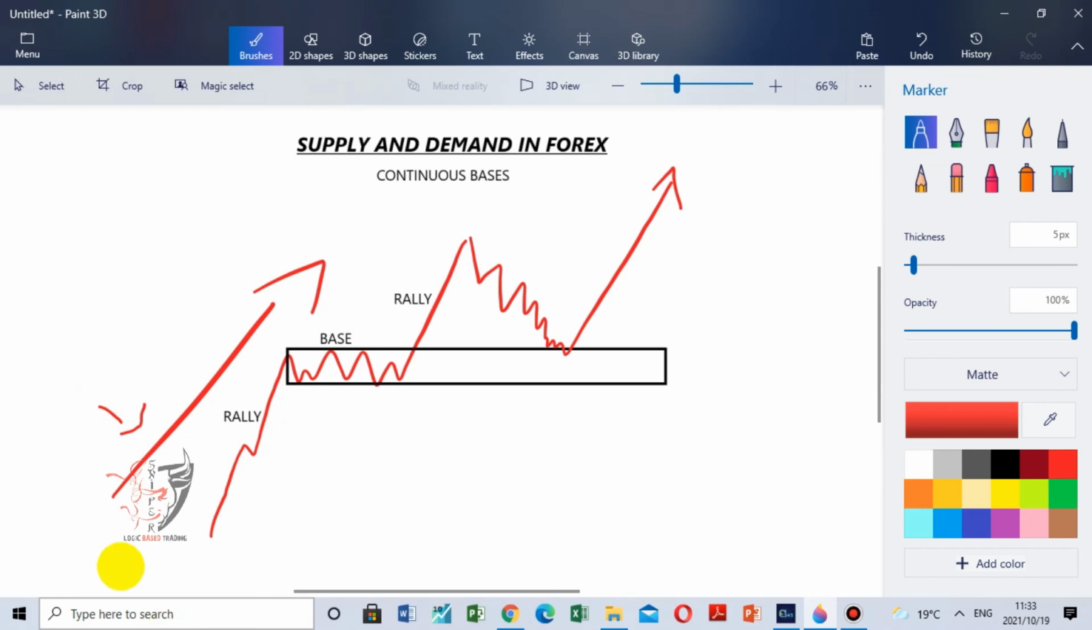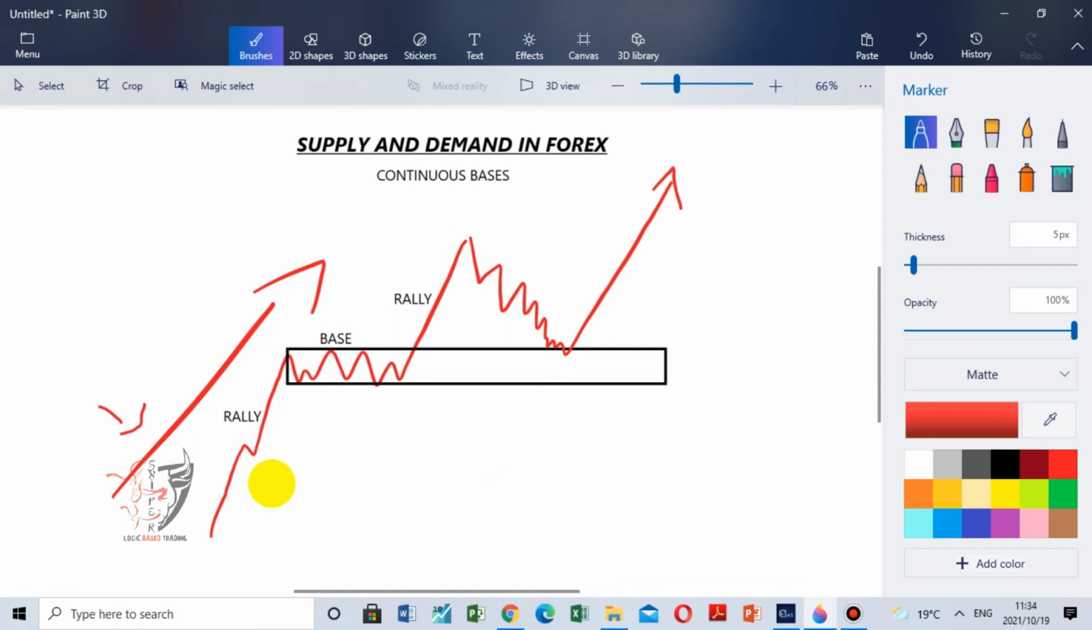Okay guys, so these are the basics of supply and demand that you need to understand. These are more of your foundation in supply and demand. If you get this stuff wrong, going forward it's going to be a problem for you because you do not have the foundation of supply and demand.